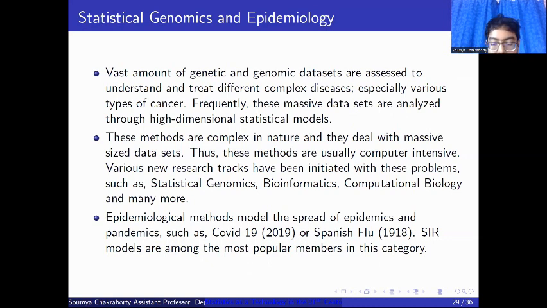And epidemiological methods usually model the spread of epidemics. We have already seen during COVID-19 that many people came up with different predictions, such as the number of COVID-affected patients in India by December 2020 will be like this or like that. These are basically based on epidemiological models, and the SIR model is among the most popular and eminent epidemiological models in the literature.